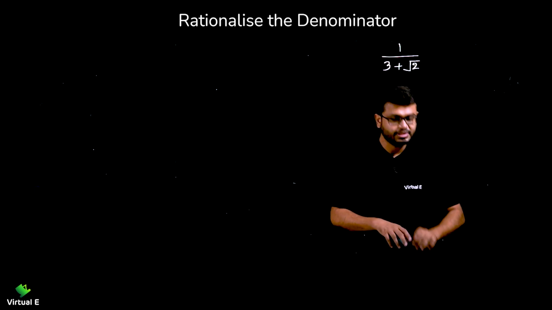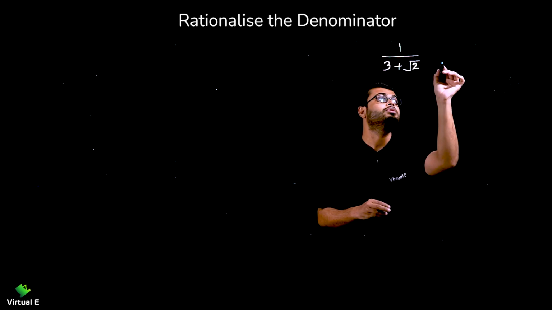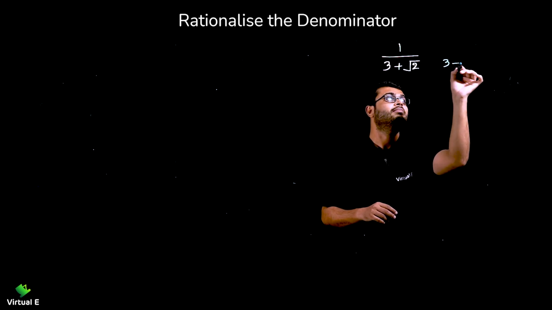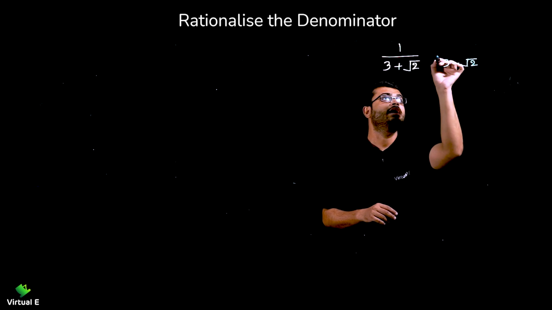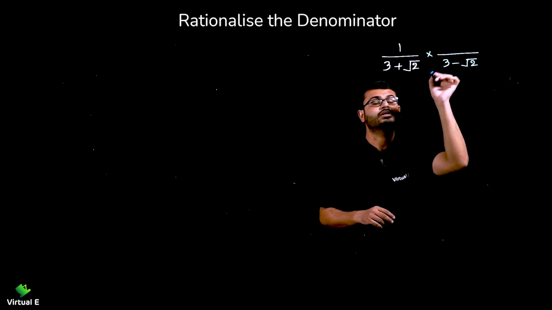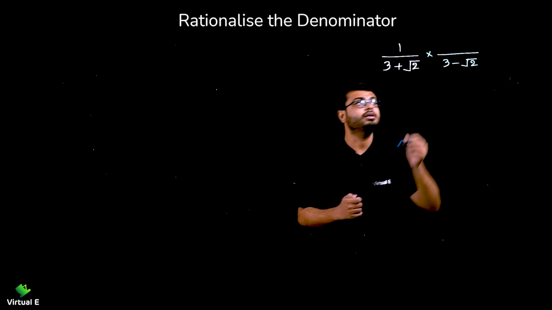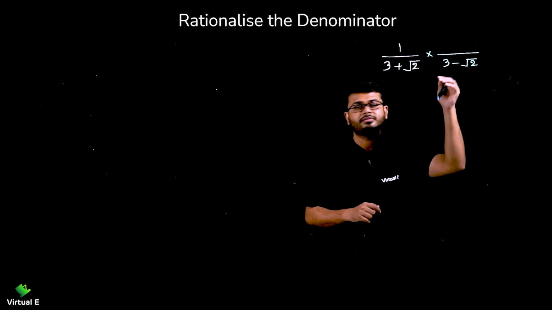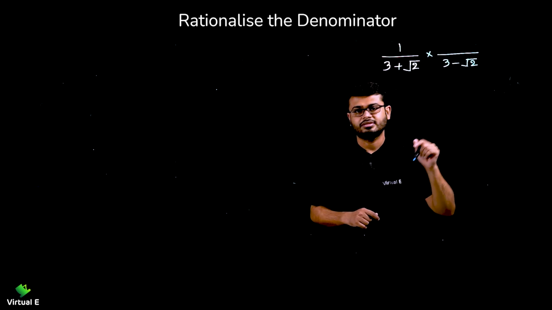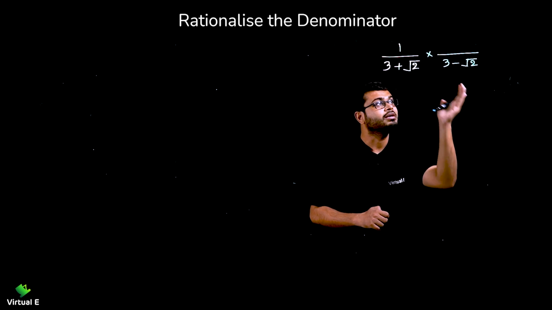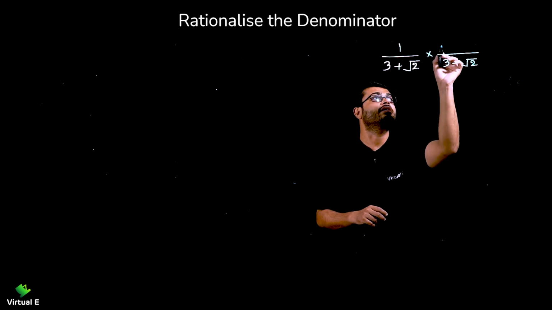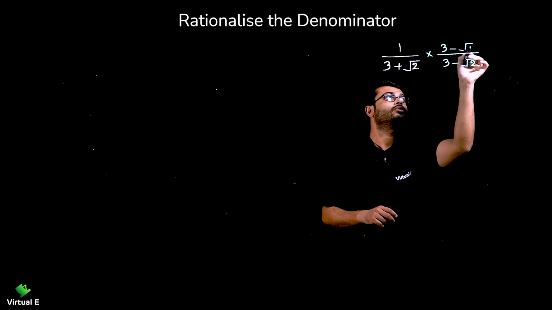Let me show you how to do that. Here we have 3 plus root 2. So I will be taking 3 minus root 2. Done. And we are supposed to multiply this one. So remember, we cannot just multiply anything. So we multiply in a manner, right, that it will cancel out each other. So whatever is there in the denominator, the same should be there in the numerator. That is 3 minus root 2.